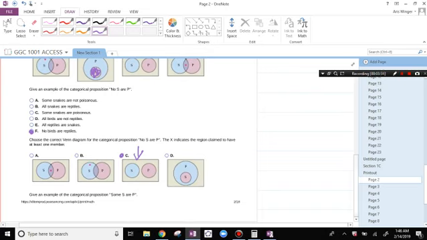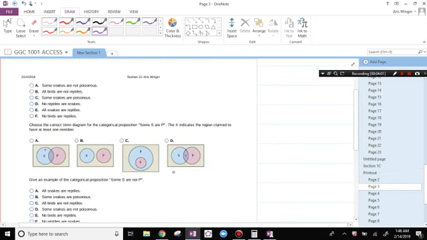Give an example of the categorical proposition some S are P. I'm liking some snakes are poisonous. Some snakes are poisonous. It's those. Some snakes are poisonous. D.